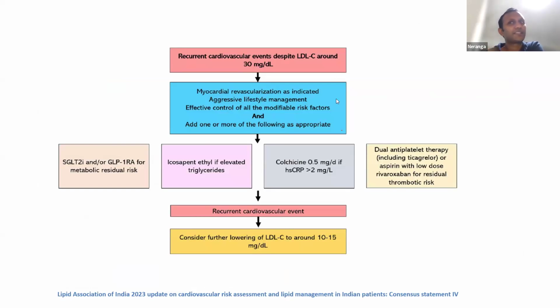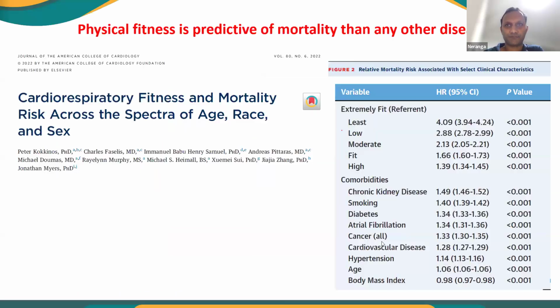What they have suggested is that you can start icosapent ethyl for triglycerides, colchicine with high sensitivity CRP more than 2, dual antiplatelet therapy, low dose rivaroxaban, and SGLT2 inhibitors or GLP-1 receptor agonists. And with recurrent events you can even go down to 10 to 15. So their guidelines are very strict. Indian Lipid Association guidelines are more strict than European guidelines.